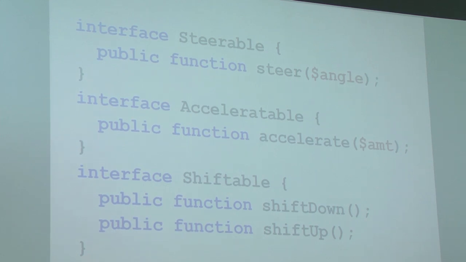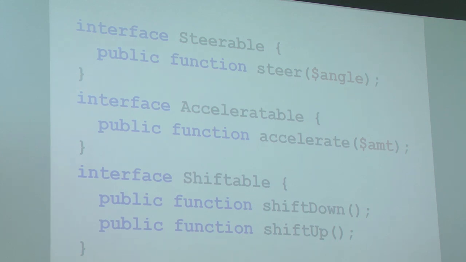Acceleratable interface. We can accelerate. We can pass in a positive value to go faster. We can pass in a negative value to go slower. We have one thing to interact with. Shiftable. We shift up, we shift down. What happens if you're driving an automatic? That doesn't make sense. So now you don't have to implement that interface.